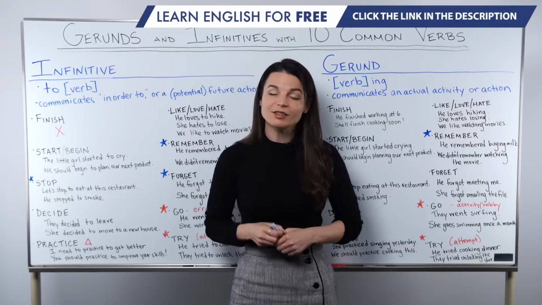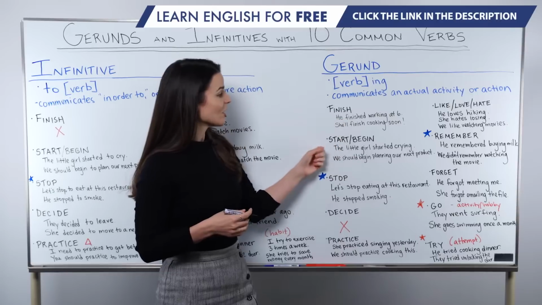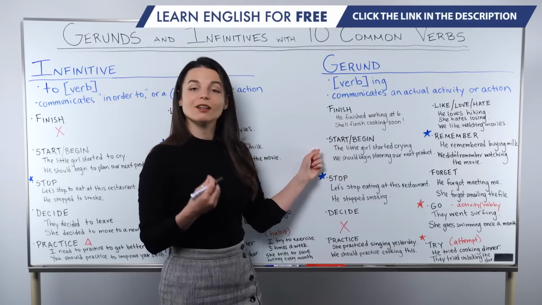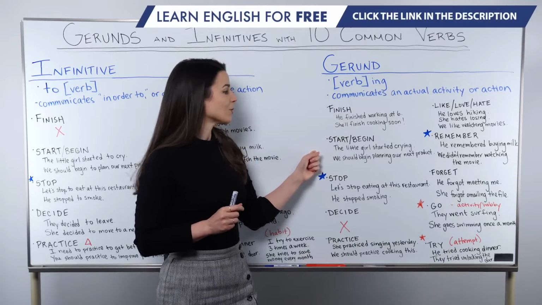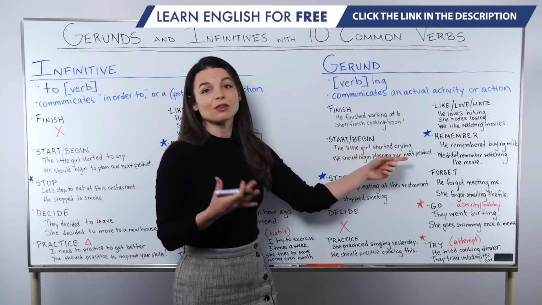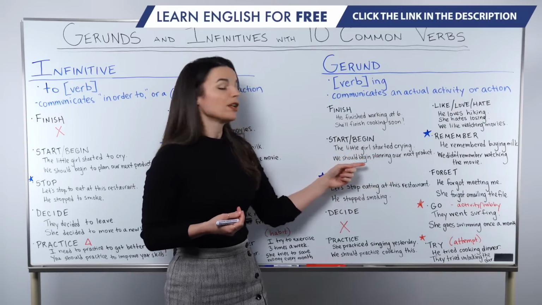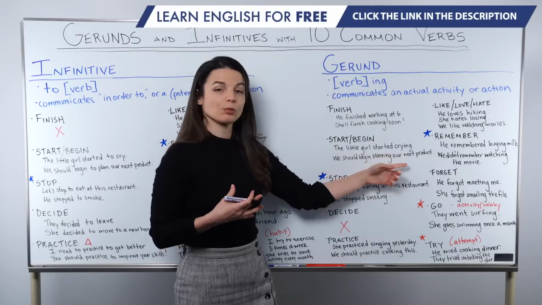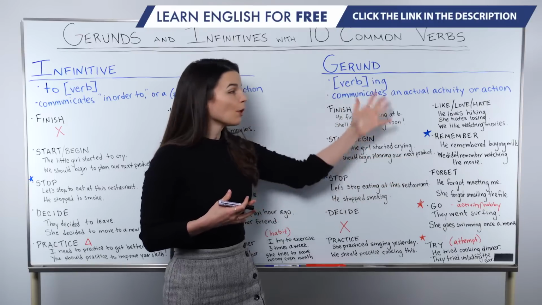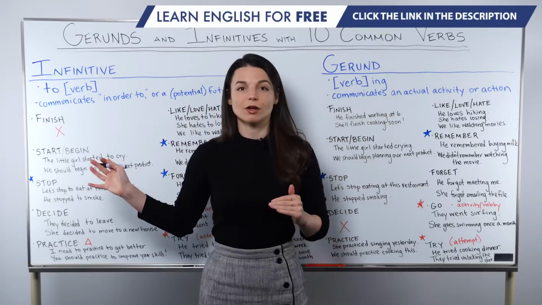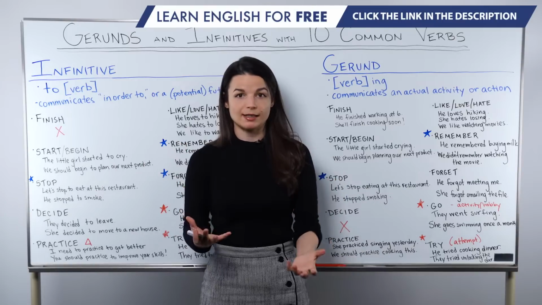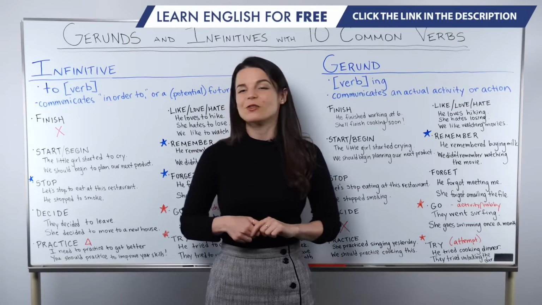So let's compare this to using these with the gerund form. Start and begin can also be used with the gerund form. The little girl started crying, and we should begin planning our next product. So we can use both forms with these verbs, and they communicate the same idea. Okay, let's continue to our next verb.